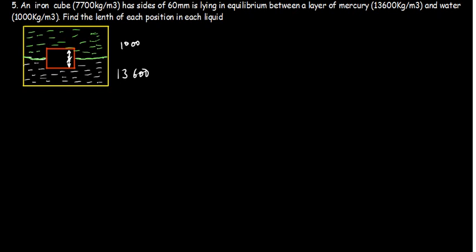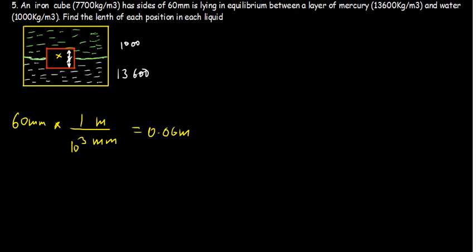So if this distance in water is called x, and this object has side lengths of 60 millimeters, let's convert first to meters. 60 millimeters, we are going to multiply. Millimeter goes down, we want meter on top. In 1 meter we have 1000 millimeters, so that is going to give us 0.06 meters. So the whole of this object has a side length of 0.06.